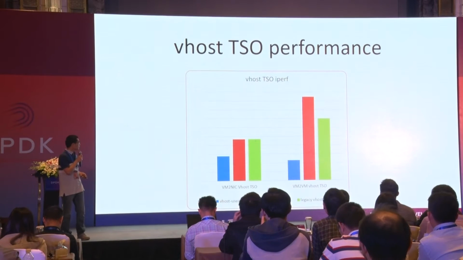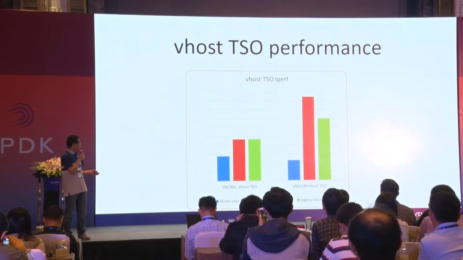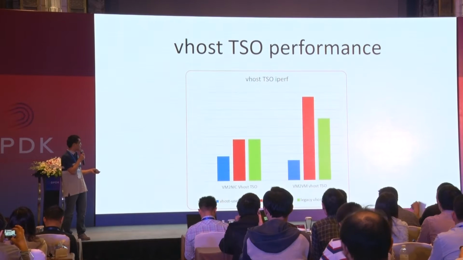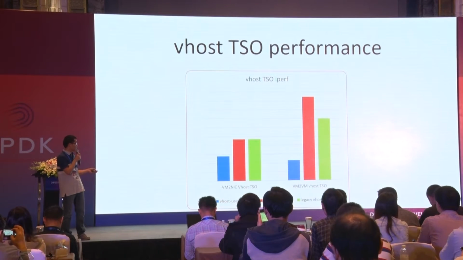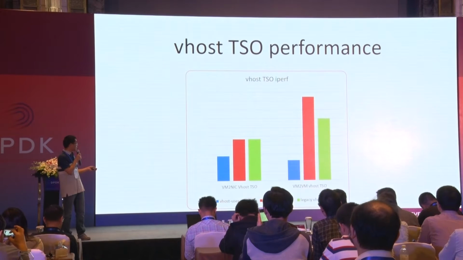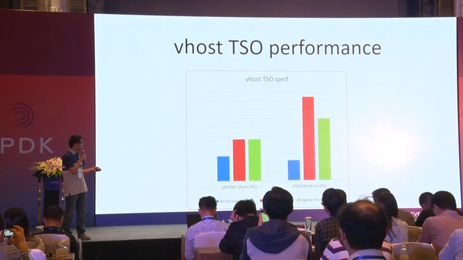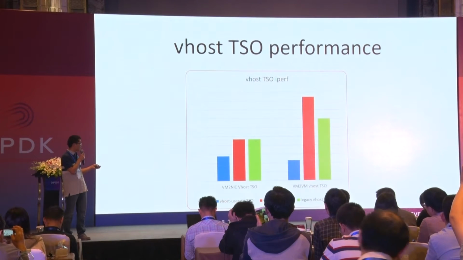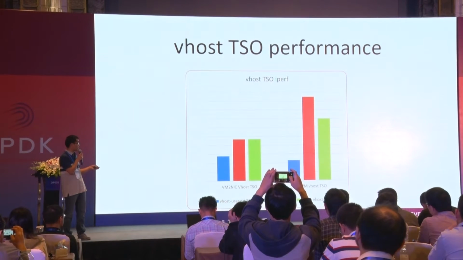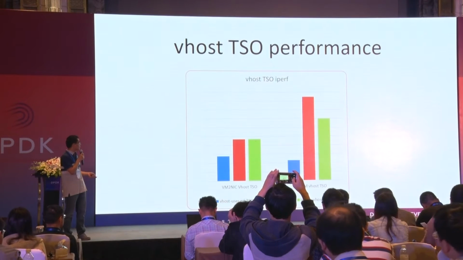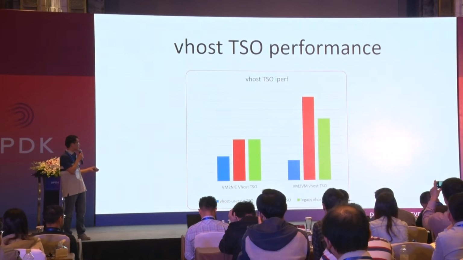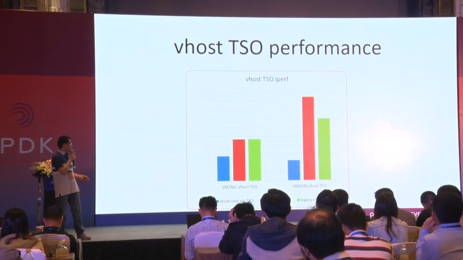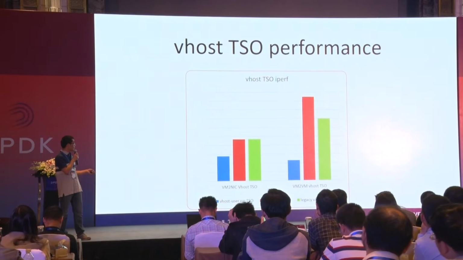DPDK realizes performance like this. On the left-hand side are the VM to physical network TSO results, and on the right-hand side is the VM to VM TSO. In the middle is the DPDK performance. We can see that the performance has been improved significantly.